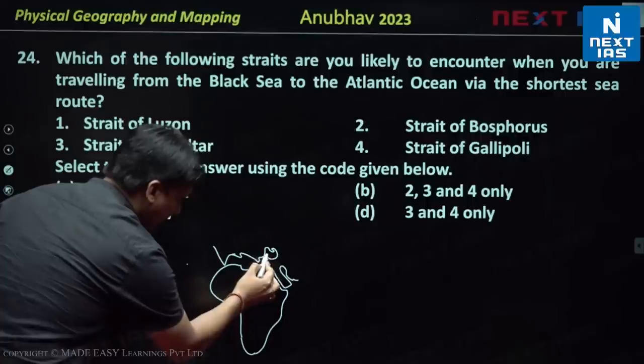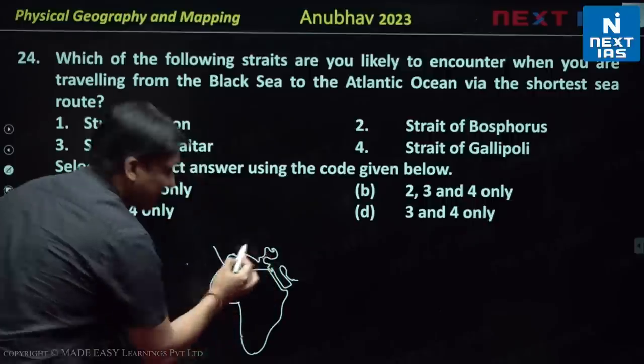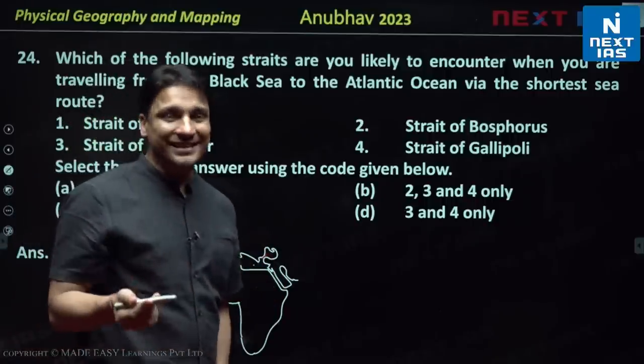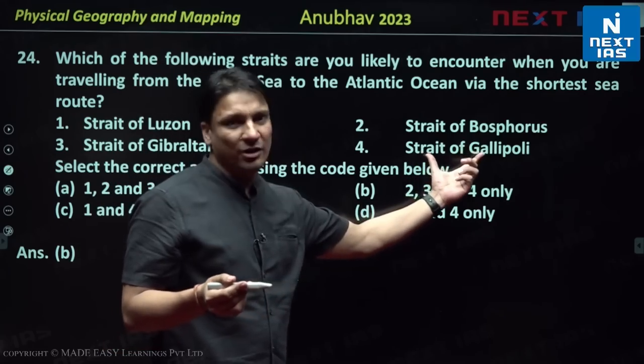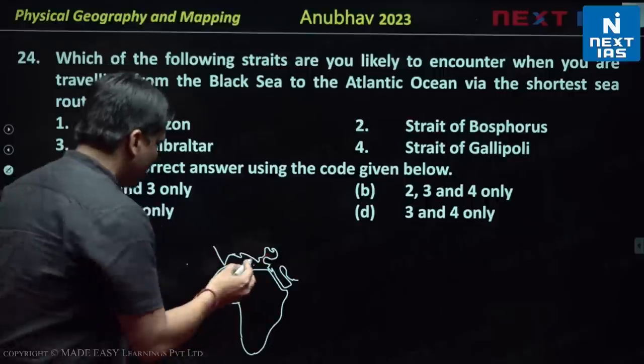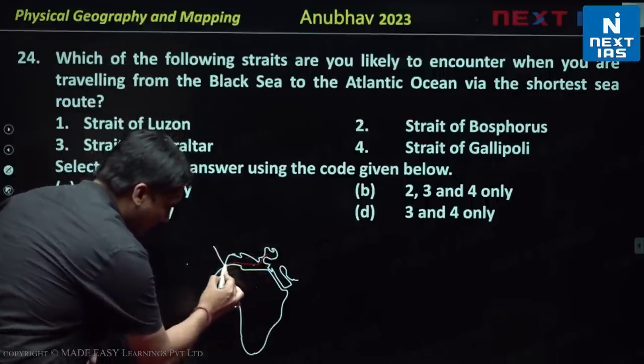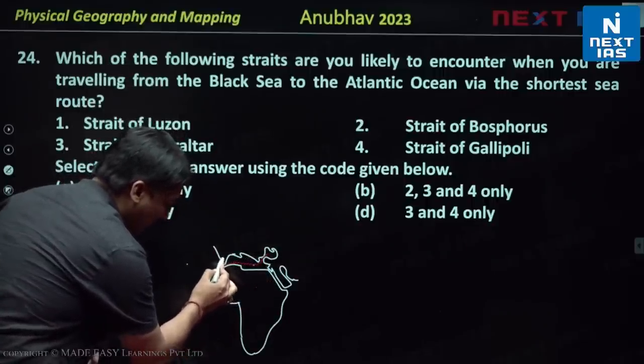So this is basically the Turkish Straits. Turkish Straits means Strait of Bosporus and Dardanelli Strait. Dardanelli Strait is also known as the Strait of Gallipoli. And then there is Mediterranean Sea, and then there is a Strait of Gibraltar. Strait of Gibraltar lies between Western Europe and Africa.